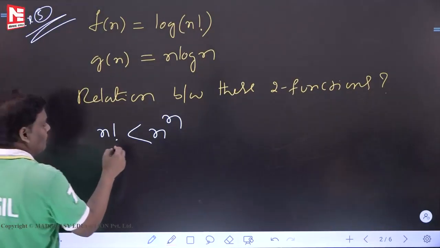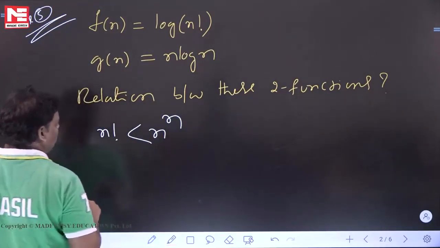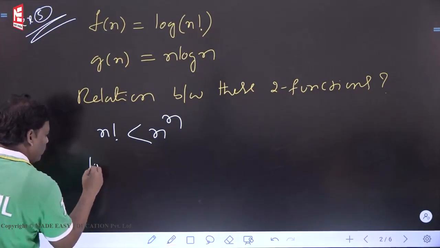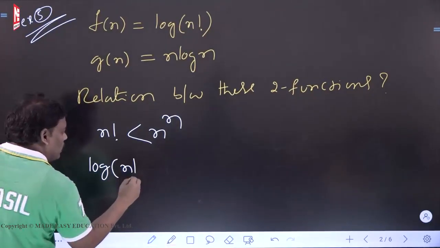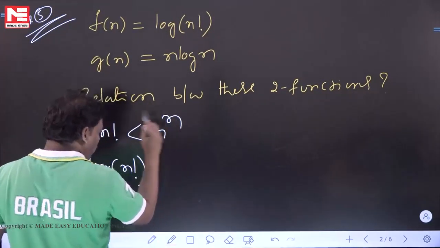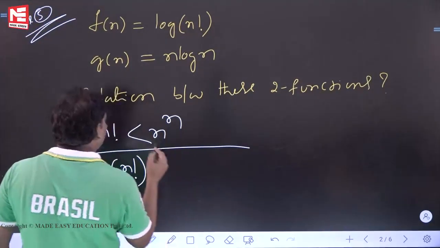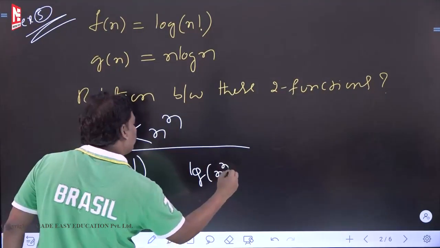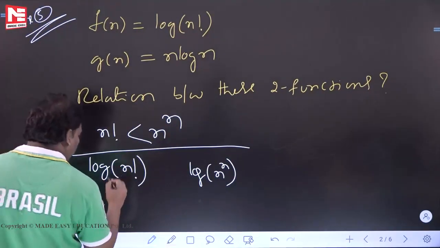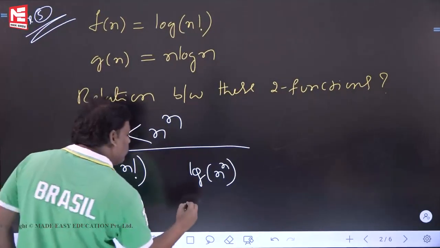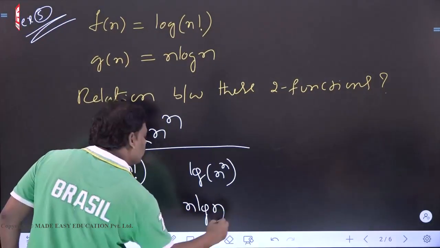Right? n factorial is strictly less than n power n. That's fine. Now see the answer. Apply log on both sides. Log n factorial becomes log of n power n, which is n log n.